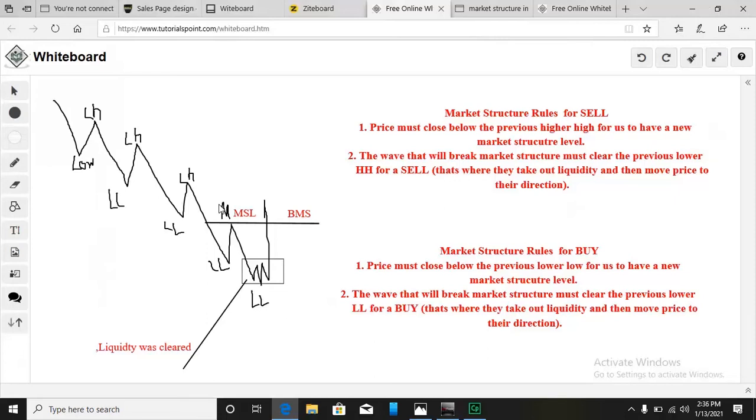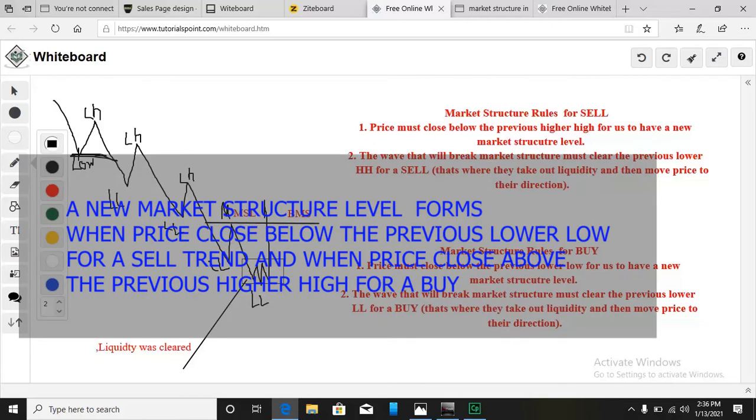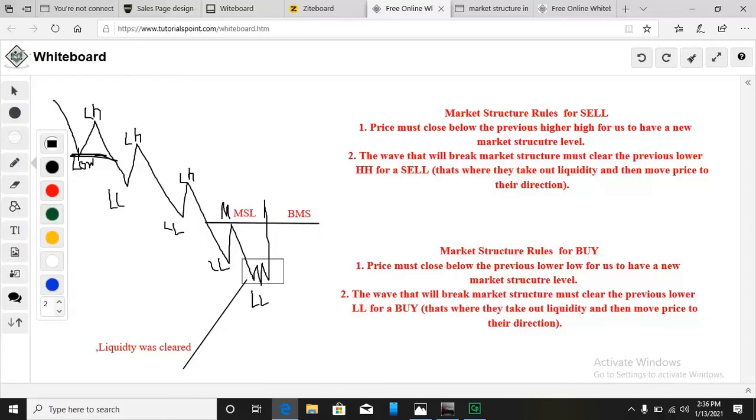Now, in a bearish market, price makes a low, then goes back to make a lower high. When it breaks this particular low at this level, we then have what we call the beginning of a bearish trend. Now, like I said, look at the rules for market structure. Price must close below the lower low for us to have a new market structure level.